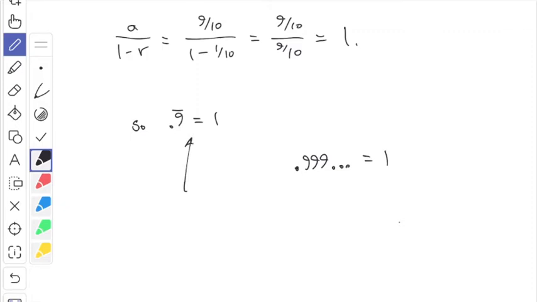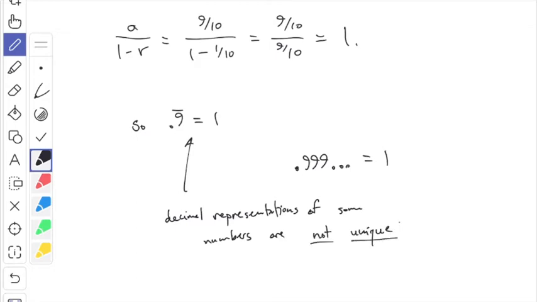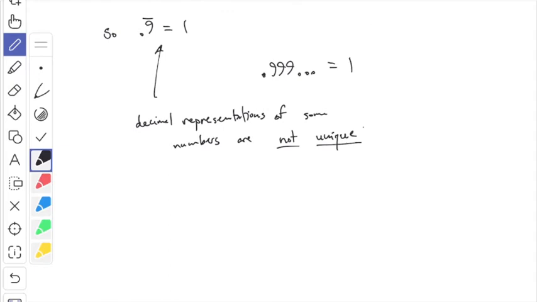What's weird about this, and it's an uncomfortable fact to some people, is that decimal representations of numbers, some numbers at least, are not unique. That is, there are certain numbers which you can write in two different ways. For example, 0.9 repeating is the same as 1. Now, if I wanted to be totally technical about this, I would write 1.0 repeating, right? Those are two different decimal representations, but they represent the same number.